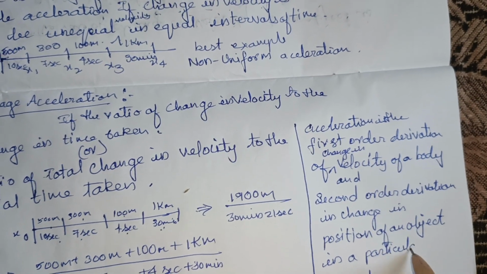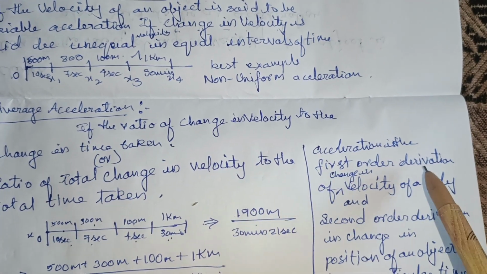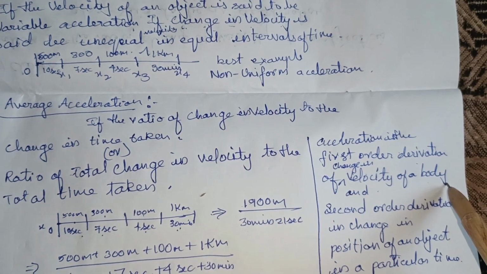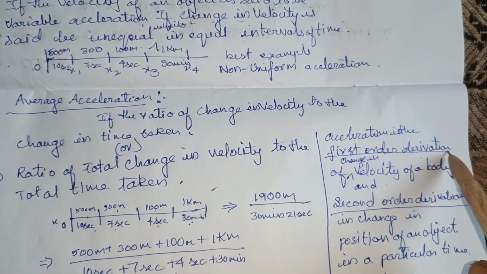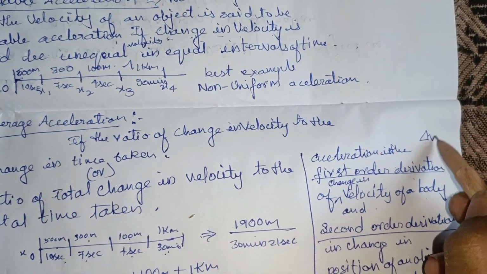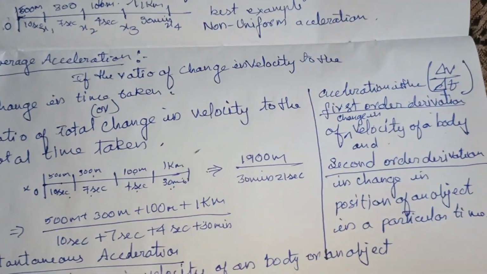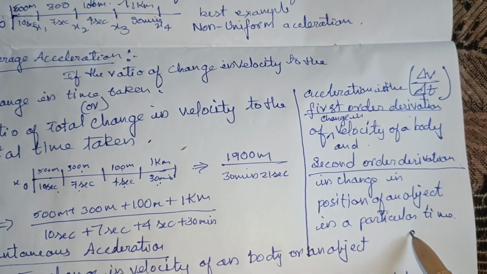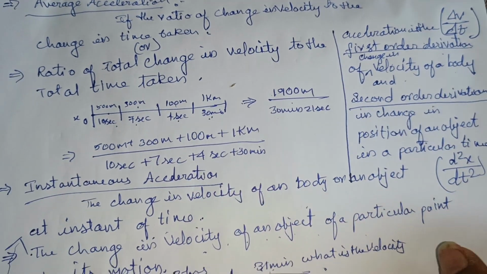So we can also say that acceleration of an object is the first order derivative of change in velocity of a body in a particular time span, or the second order derivative. First order derivative you can understand, that is delta V divided by delta T. And what is the second order derivative? The second order derivative means d square x by dt square. So we can also see this derivation on the next page.